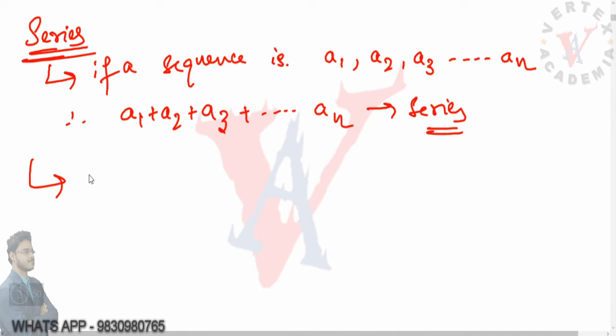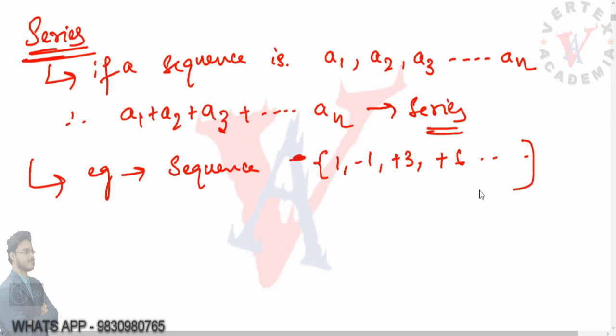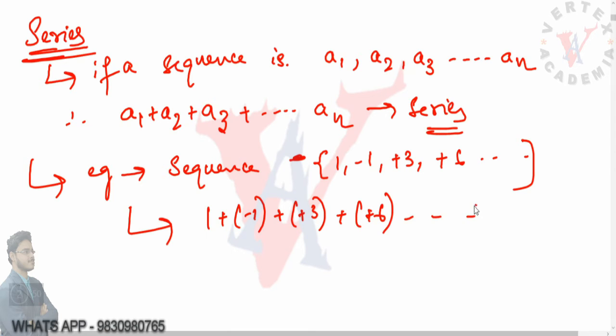Again, let us take an example. For example, we have a sequence of numbers like, let us say, 1, minus 1, plus 3, plus 6, something like this. Okay, so what is the series? Then the series is 1 plus of minus 1 plus of plus 3 plus of plus 6. So this is the series.